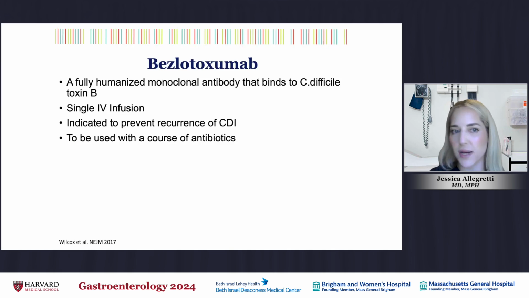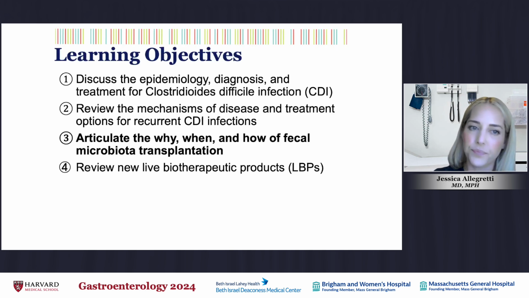But we also have bezlotoxumab. This is a fully humanized monoclonal antibody that binds to C. diff toxin B. A lot of people ask about toxin A. Toxin A was also studied and did not work, and so they discontinued that program. And so this is administered as a single IV infusion, and it is indicated to prevent recurrence, not treat. So it is meant to be given with a course of antibiotics. You can give it at the first day or the last day of the antibiotic course, but the patient must be given this while they're still on antibiotics.